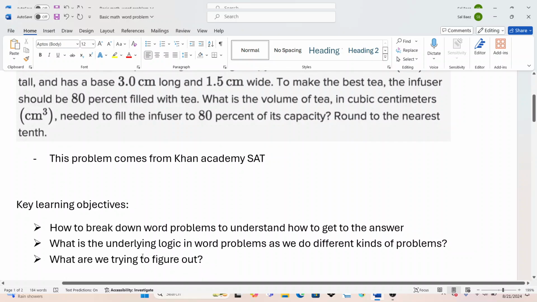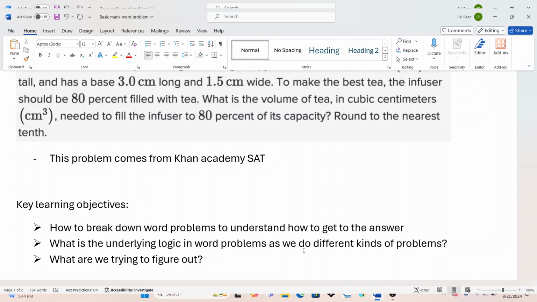And as I mentioned, the second thing is the underlying logic in word problems as we do different kinds of problems. So this won't be the only one we'll see. We'll see different ones. I'm going to do another one with trigonometry. I'll talk about that in another video, and some other topics as well.